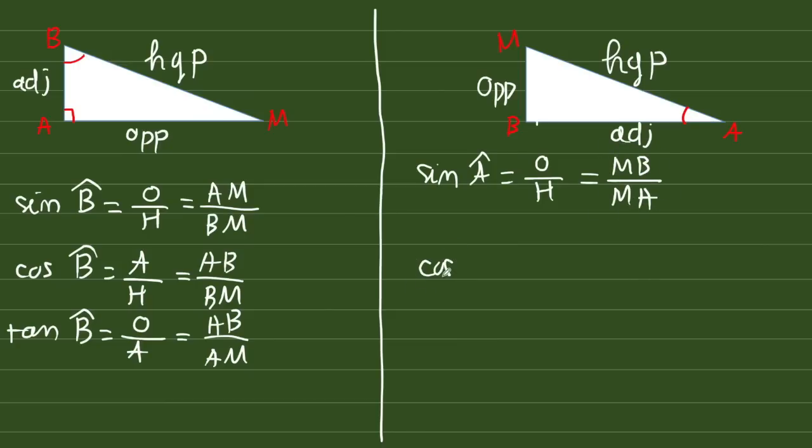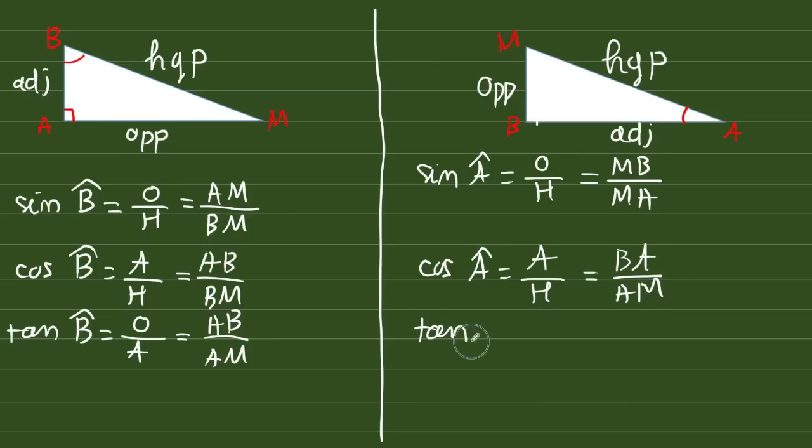And how about cos A? Cos A is CAH, adjacent over hypotenuse. Adjacent is BA, and the hypotenuse is AM.